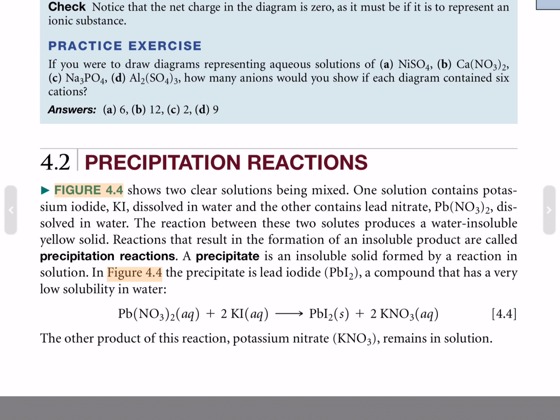A precipitate is an insoluble solid formed by a reaction in a solution. In Figure 4.4, the precipitate is lead iodide, a compound that has a very low solubility in water. Lead nitrate plus potassium iodide yields lead iodide plus potassium nitrate. The other product in this reaction, potassium nitrate, remains in solution.